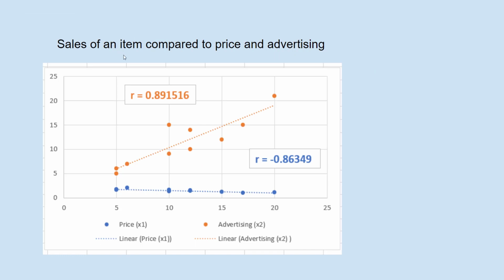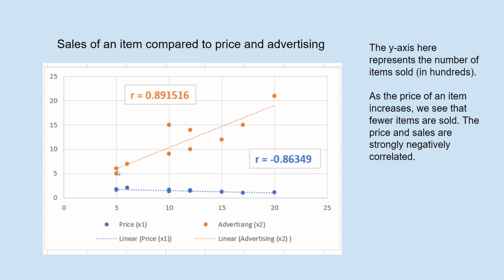When we look at sales of an item compared to price and advertising, in this scatter plot we have two different trend lines. The blue line I'll talk about first. For the blue trend line, the x values represent the price of an item, whereas the y-axis represents sales. And as we might assume, as the price of an item increases, then we see fewer sales of that item. The R value for the blue data here is negative, and that suggests a strong correlation between price of an item and sales, so a strong negative correlation.